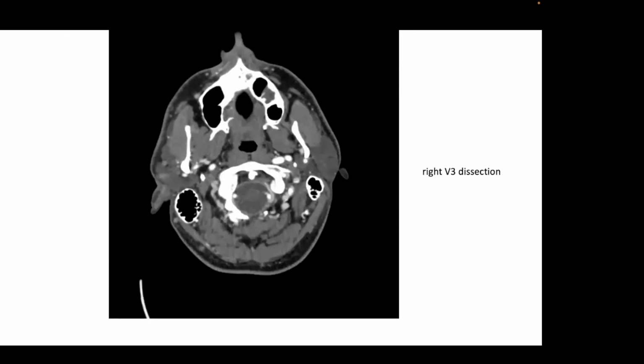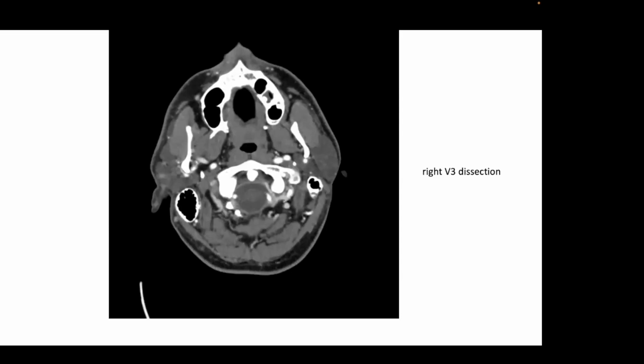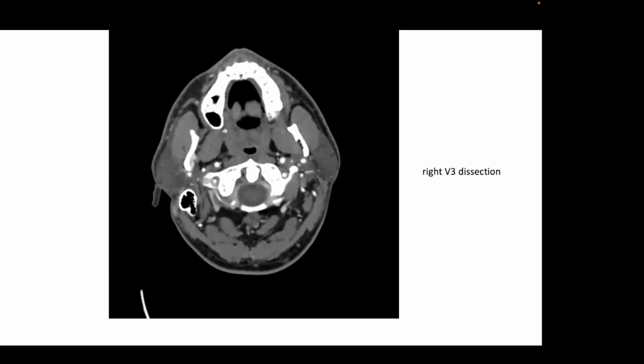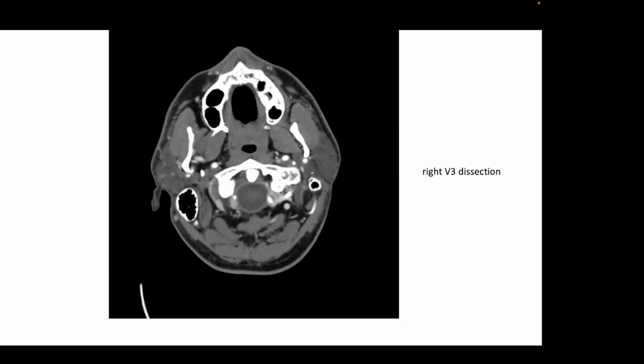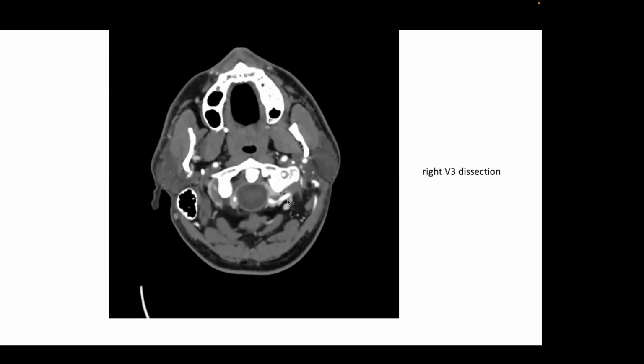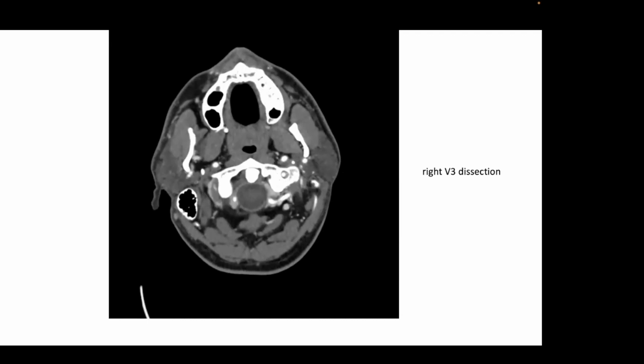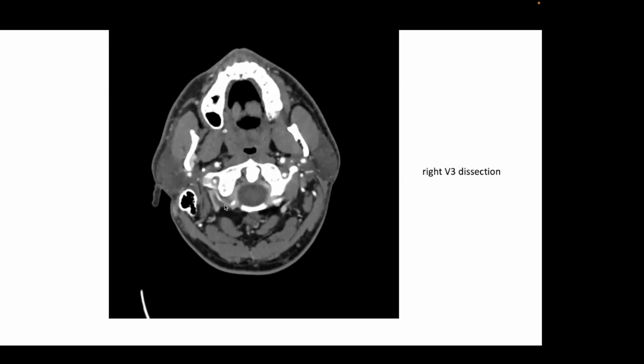This is what you should be looking for in all of your CTAs, so you become familiar with the appearance of the V3 segment. Now, in this case, on the left side, this is what you expect to see. There should be fat that comes all the way up to the posterior border of the V3 segment of the vertebral artery. But on the right side, you'll see this halo around the lumen of the vertebral artery. See that the fat doesn't come to the border of the vertebral artery. This is a vertebral dissection on the right side.